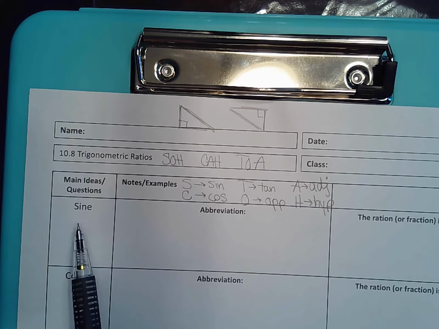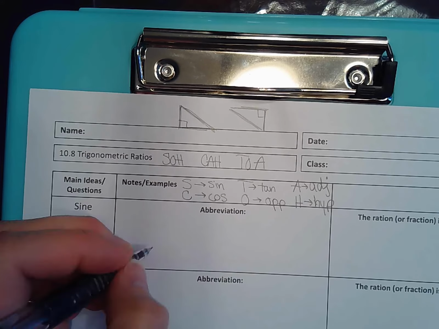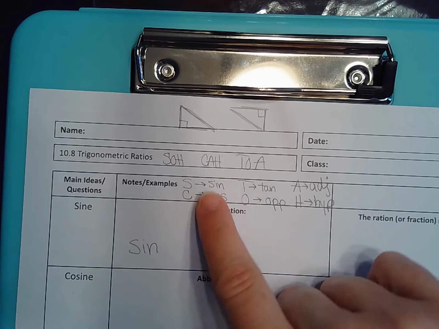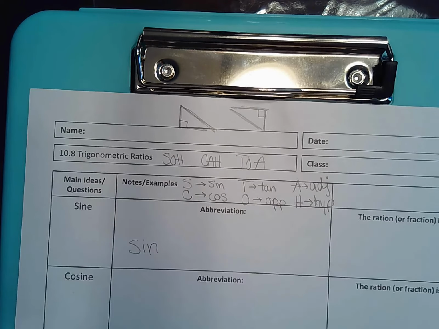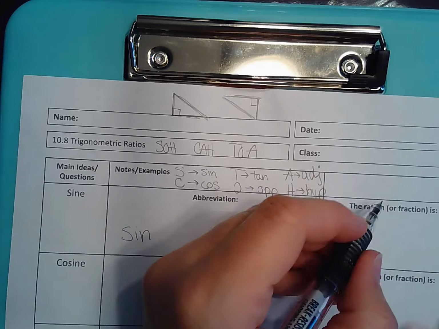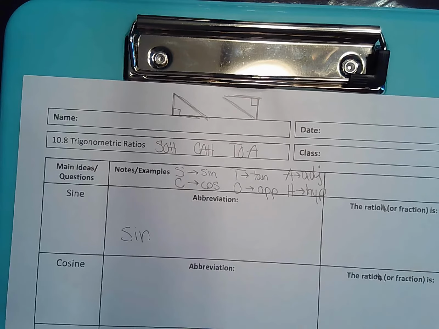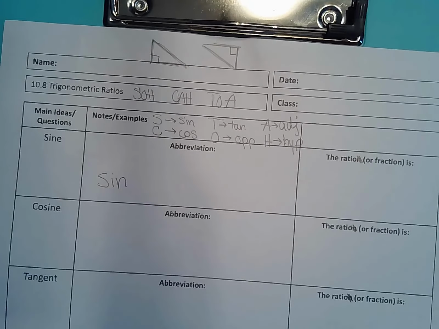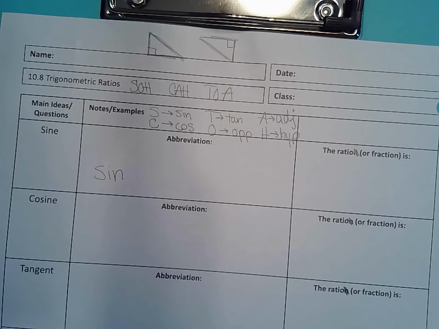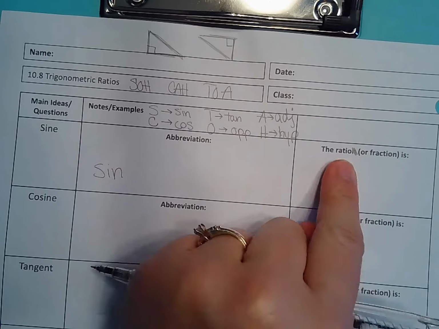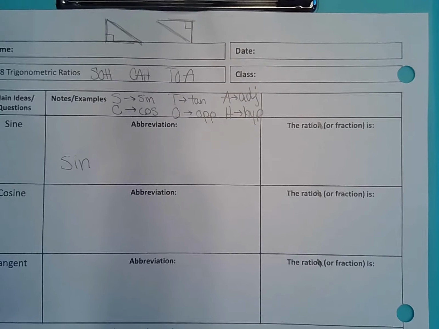Let's go to sine. So the abbreviation for sine is just S-I-N. And it looks like sin, but we say sine. I already wrote that up there for you. And this should say ratio, not ration. That's cute. All of these are ratios, and as long as you can remember SOHCAHTOA, the ratios shouldn't be too hard. Let's go over them.